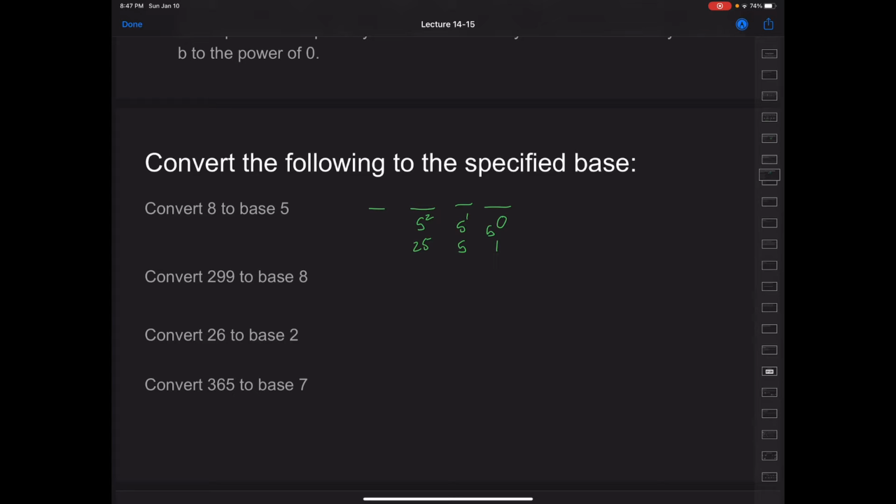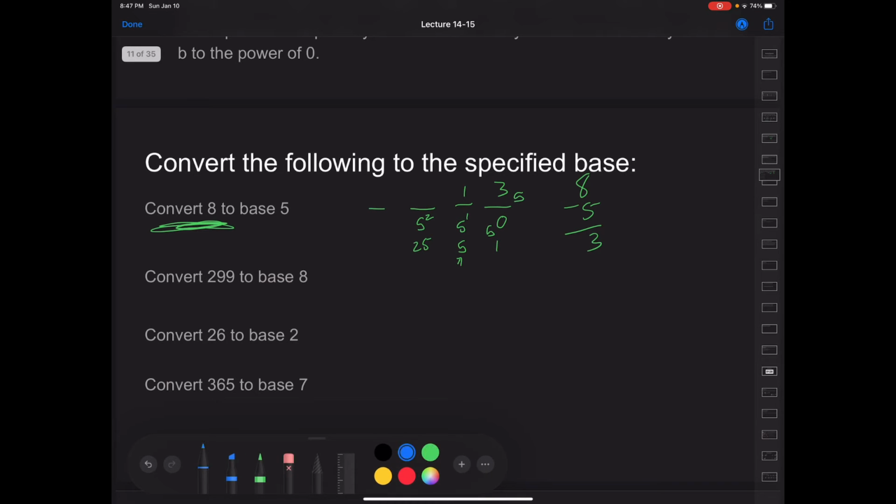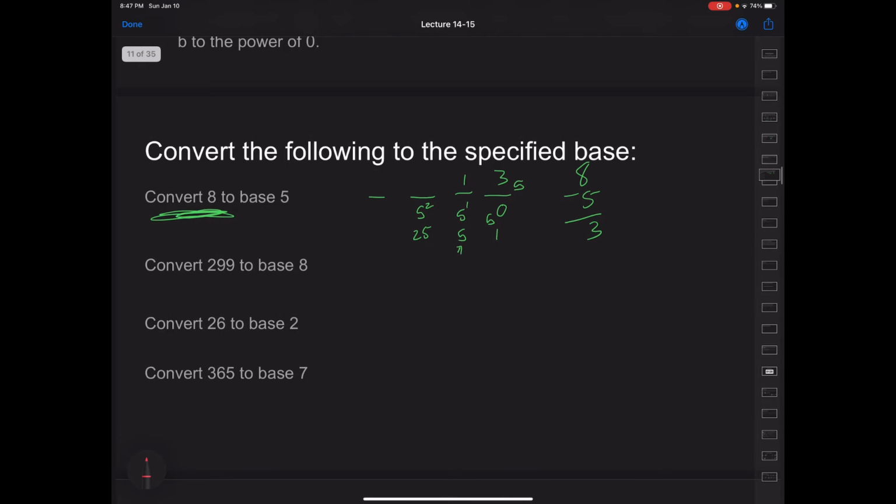So how many 5s are there in 8? Well, there's one 5 in 8. And then we do 8 minus 5, and we're left with 3. And then how many 1s are there left? There are 3 1s left. So 1, 3, base 8, or 13 base 8. That's not right. 1, 3, base 5, or 13 base 5, is the decimal number 8 in base 5. And now, since I keep saying things wrong, let's move on to the next one and see if we can get a groove going.